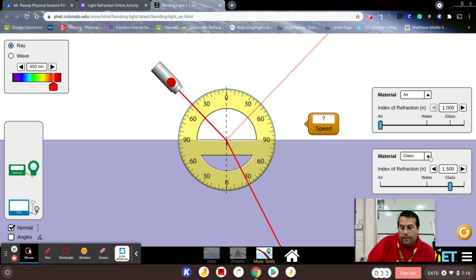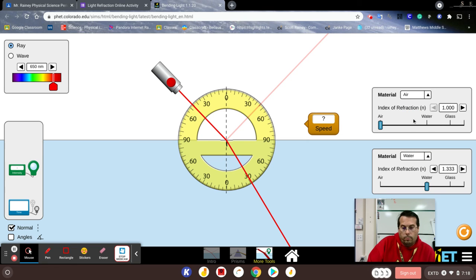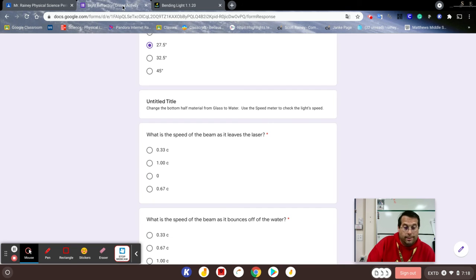Okay, so we're going to change the bottom half of the material from glass into water. We see that the line changed a little bit because the index of refraction has changed a little bit because it's not as dense. The water is not as dense as glass. I've run into water and been okay, run into glass and not been okay.